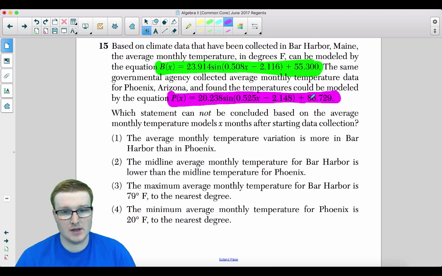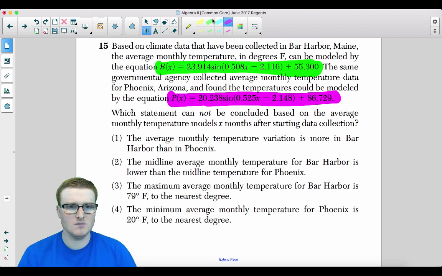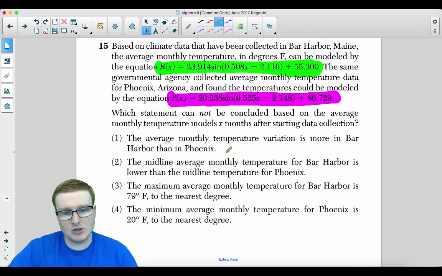So we have this so far. Which statement cannot be concluded based on the average monthly temperature models X months after starting data collection? All right, let me just read it first, then I'll graph these things. The average monthly temperature variation is more in Bar Harbor, Maine than Phoenix. The midline average monthly temperature for Bar Harbor, Maine is lower than the midline temperature for Phoenix, Arizona. The maximum average monthly temperature for Bar Harbor, Maine is 79 degrees Fahrenheit to the nearest degree, or the minimum average monthly temperature for Phoenix, Arizona is 20 degrees Fahrenheit to the nearest degree.